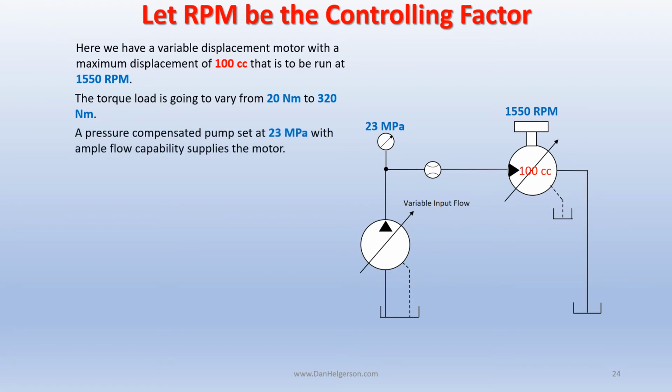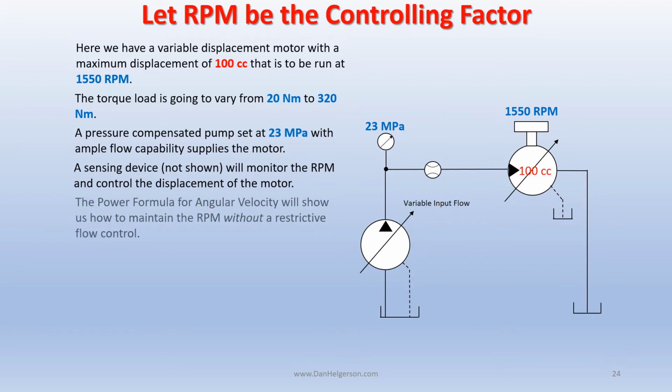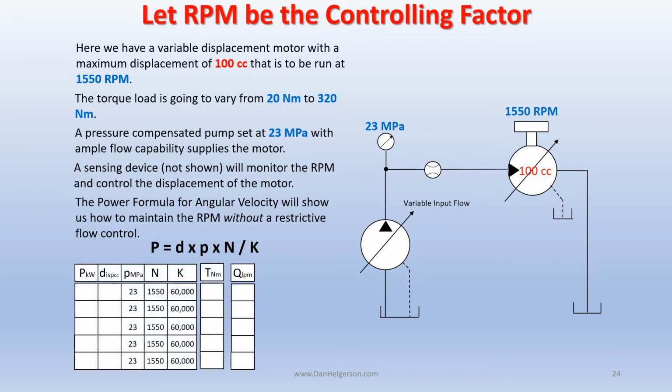A pressure compensated pump set at 23 megapascals with ample flow capacity supplies the motor. A sensing device, not shown, will monitor the RPM and control the displacement of the motor. The power formula for angular velocity will show us how to maintain the RPM without a restrictive flow control. Using the chart below, we'll see what happens.